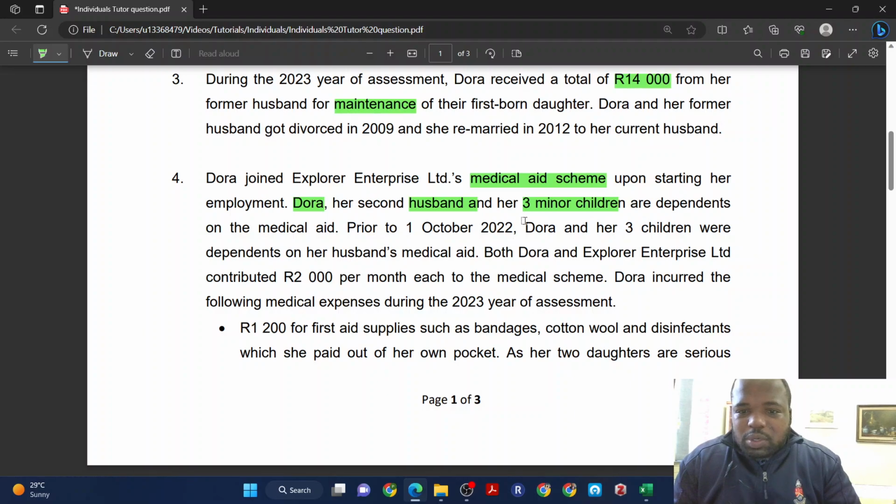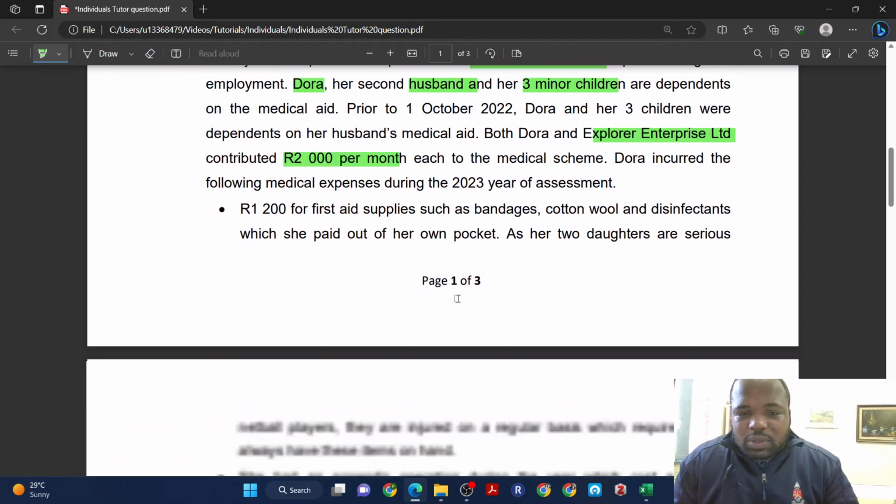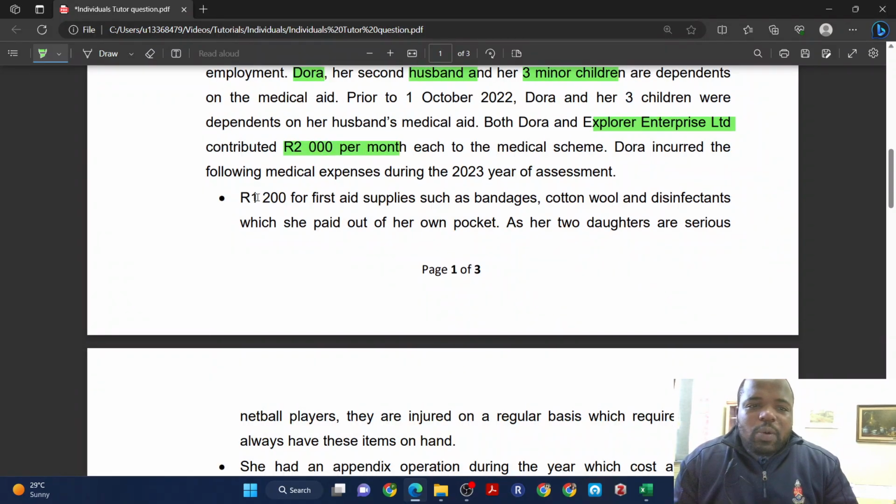Prior to 1 October 2022, Dora and her 3 children were dependents on her husband's medical aid, so they're not here. Both Dora and Explorer Enterprises Limited contributed 2,000 rands per month to the medical aid scheme. So both Dora and the company. So you should know that's a fringe benefit right there. Dora incurred the following medical expenses during the 2023 year of assessment: 1,200 rands for first aid supplies such as bandages, cotton wool, and disinfectants, which she paid out of her own pocket.